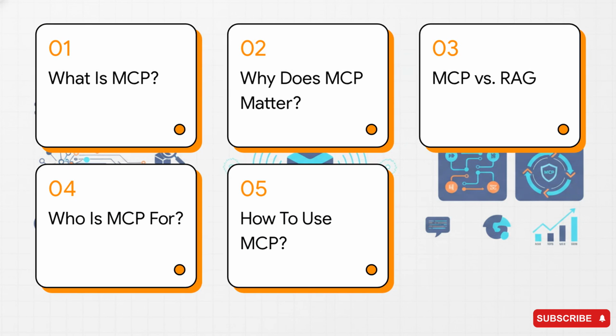Okay, let's jump right into this explainer. We're going to break this technology down by answering 4 key questions. What is it? Why does it matter? Who is it for? And how do you actually use it? Plus, we're going to do a really crucial comparison between MCP and RAG to understand how AI is shifting from just answering our questions to taking real action.